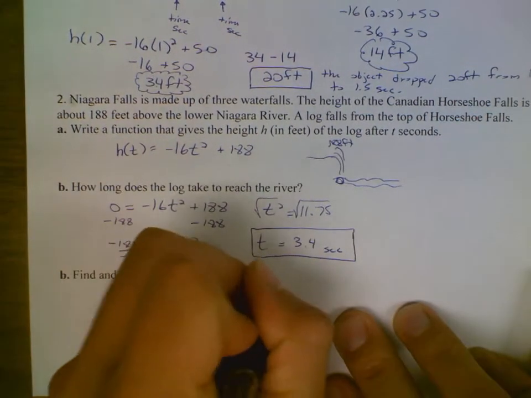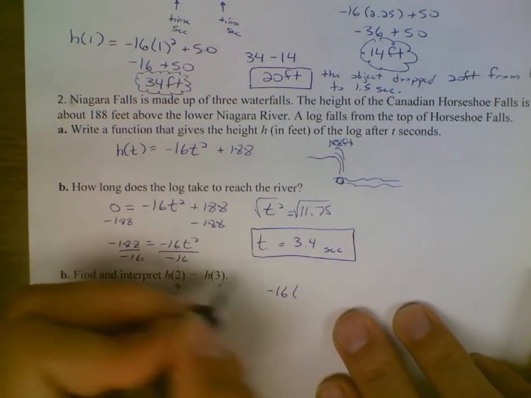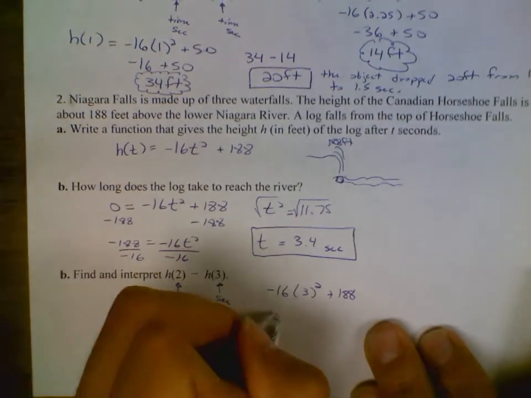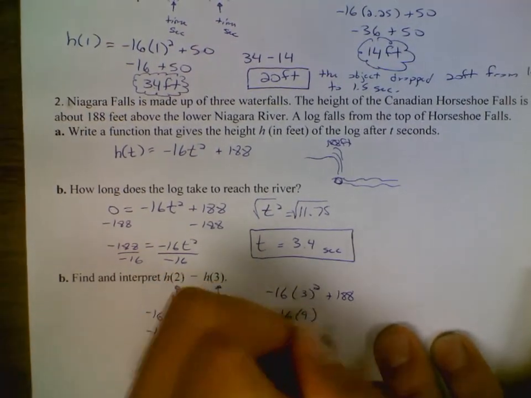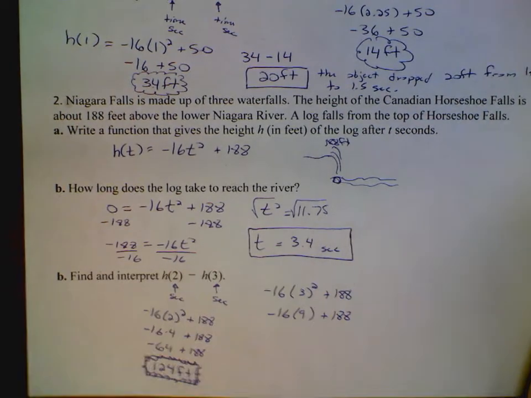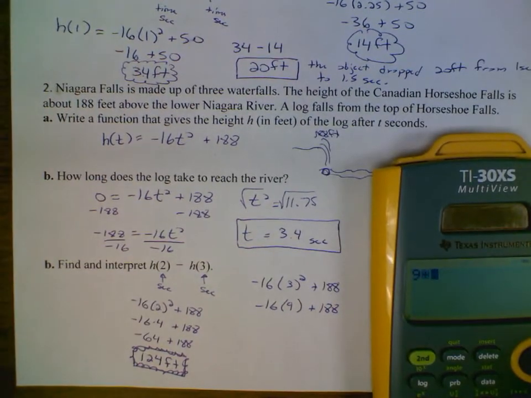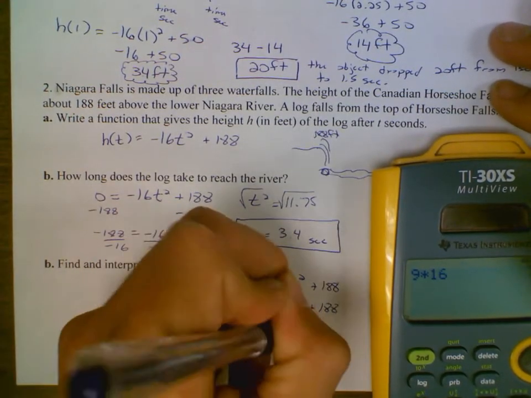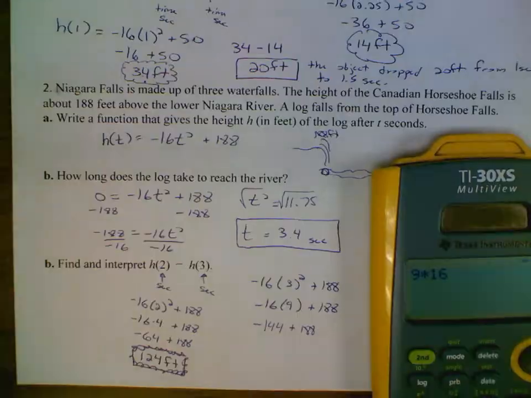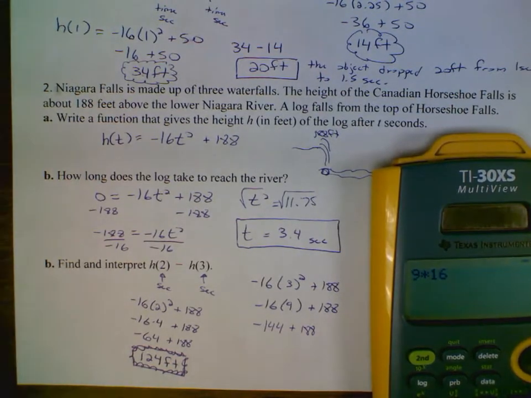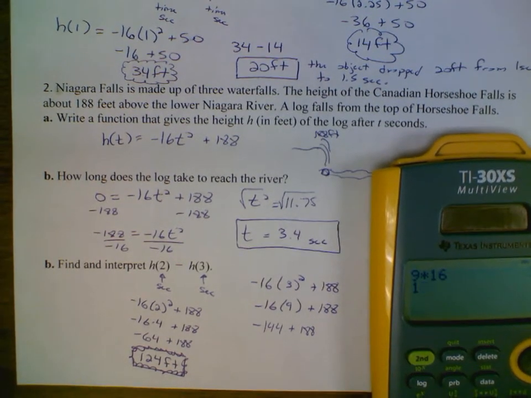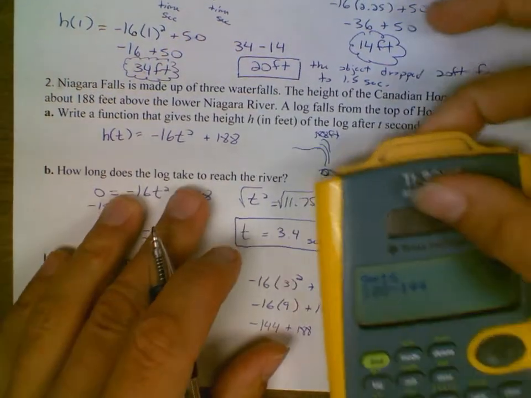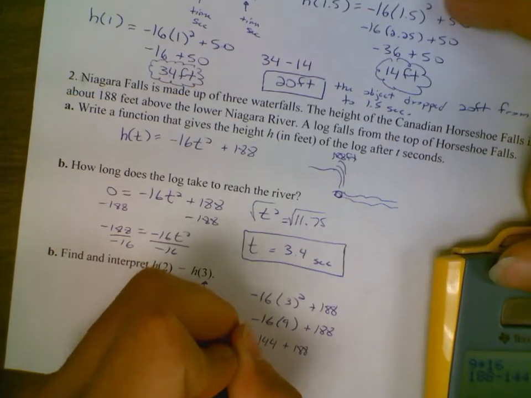So I get negative 16 times 3 squared plus 188. Well, 3 squared is 9, so negative 16 times 9 plus 188. And if I take 9 times 16, that's going to give me negative 144, and if I add 188 to that, so 188 minus 144, same thing, I get 44 feet.